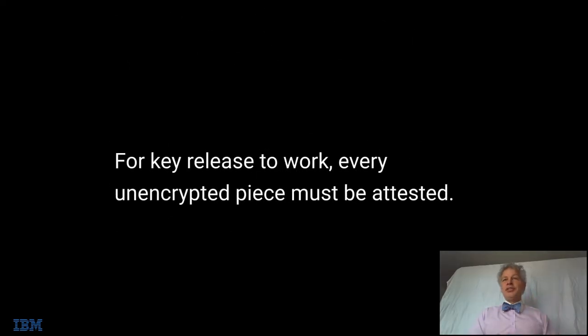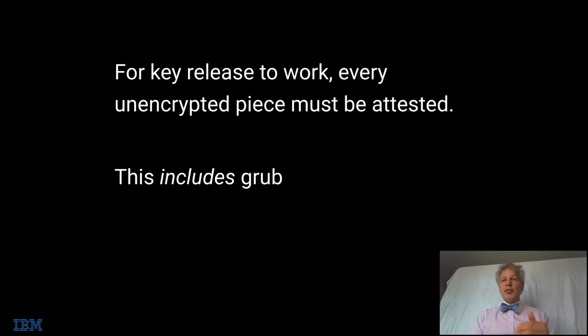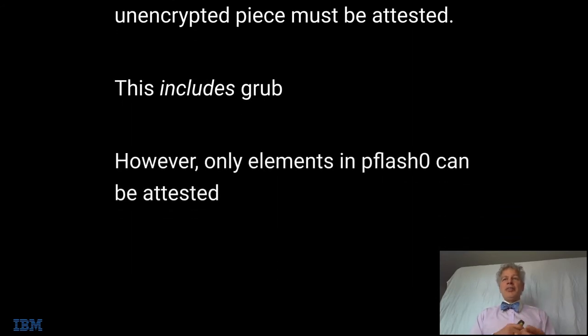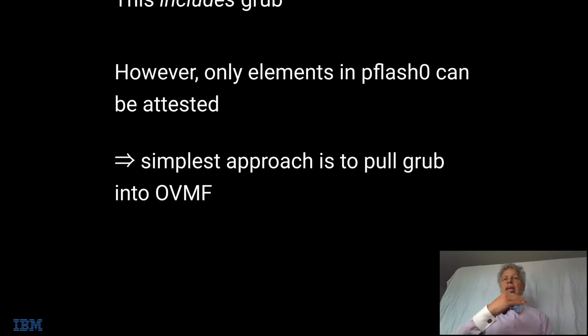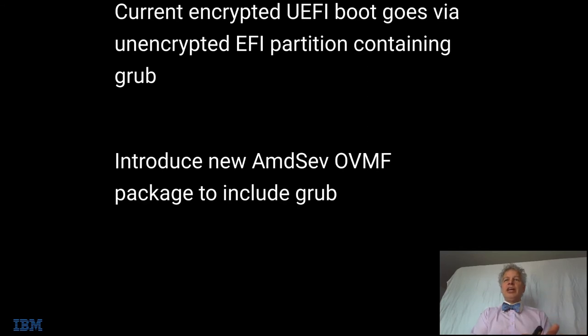And obviously, for key release to work securely, every unencrypted piece must also be attested. And that has to include grub, so we have to find a way of actually attesting grub. However, only elements in PFLASH 0, which is where OVMF resides, can be attested. So the simplest solution to all of this is actually to pull grub inside of OVMF, which is what we actually do today by introducing a new AMD SEV OVMF package, which actually includes grub. The patches that do this are already upstream in OVMF today. So if you look at the EDK2 GitHub repository, you'll see this AMD SEV package.